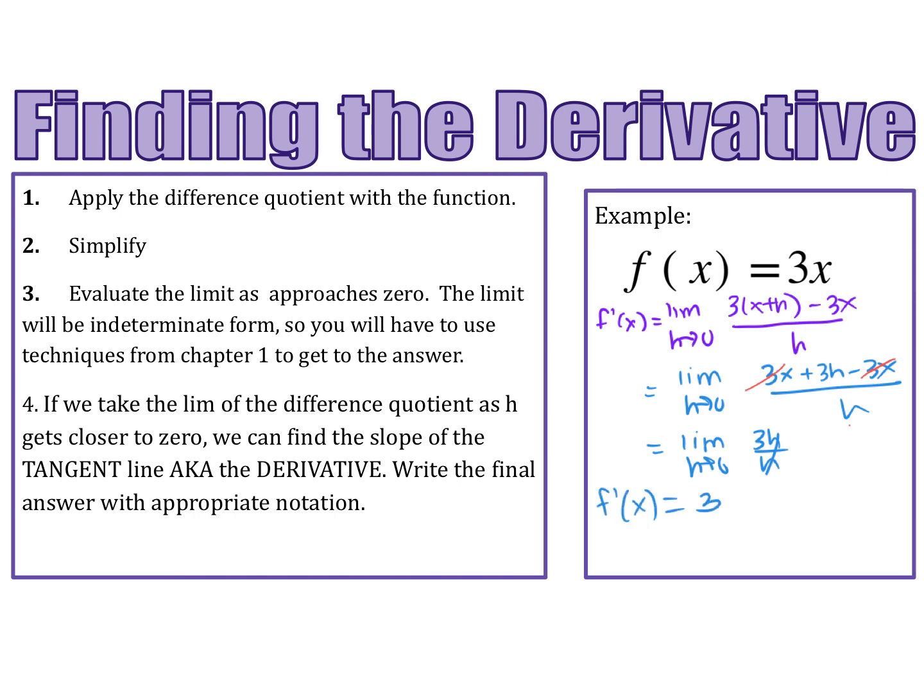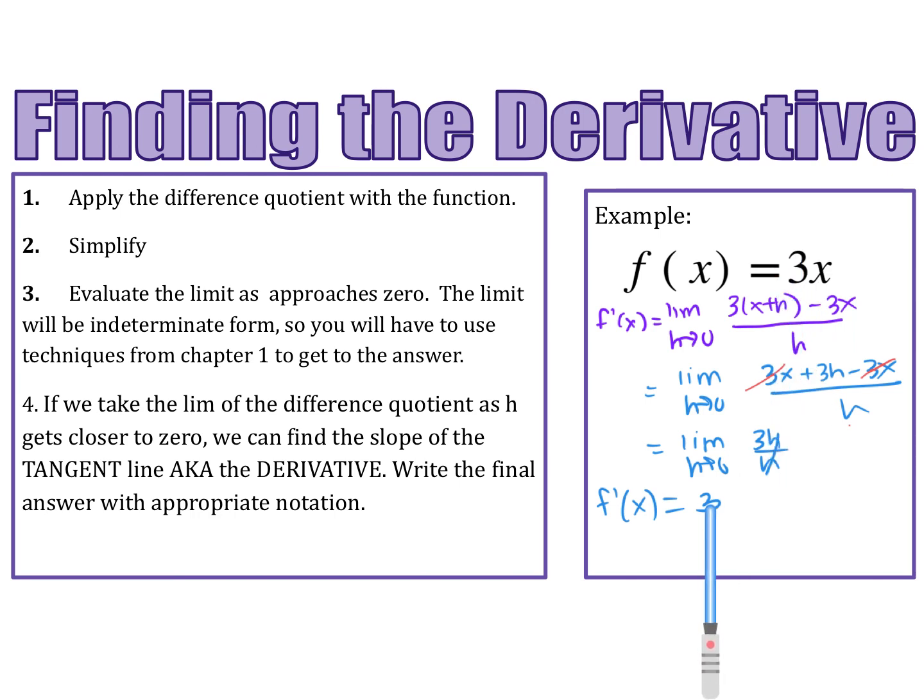So the derivative of the function f of x equals 3x, that derivative is 3, which actually should make a lot of sense. What kind of function is this? This is a line. What's the slope of this line? The slope of this line is always 3.